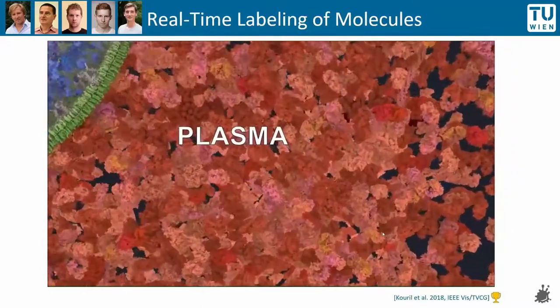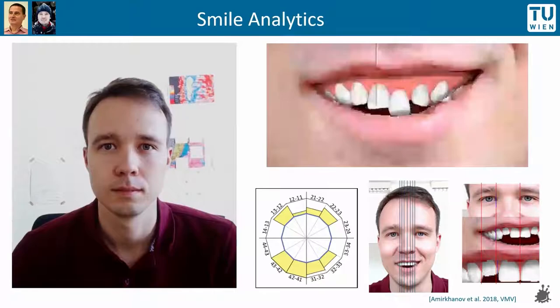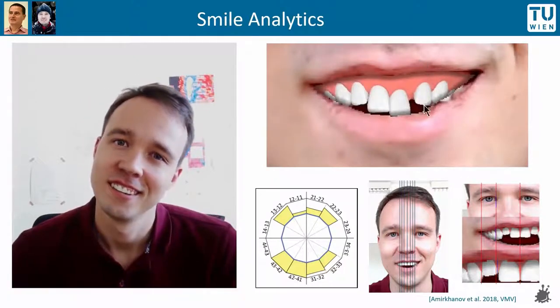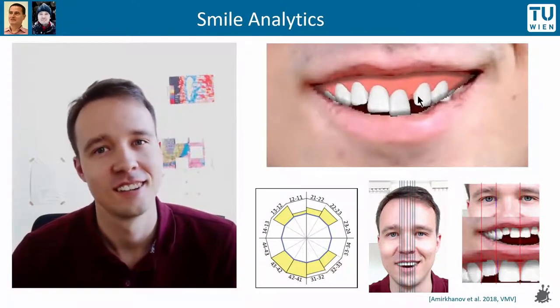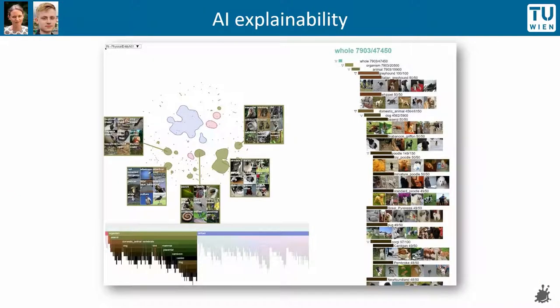We are also annotating visually and structurally dense environments of molecular models with multi-scale real-time labeling. We also work on a smile analytics project to augment faces with teeth prostheses for the exploration and analysis of their aesthetic and functional aspects. We are developing visualizations for understanding and exploring what a neural network has learned to separate, especially when we have thousands of classes and millions of training samples.